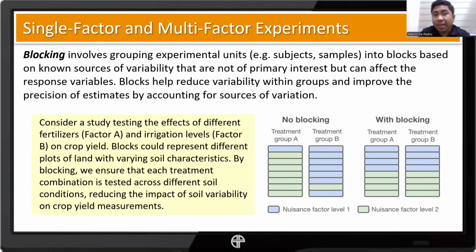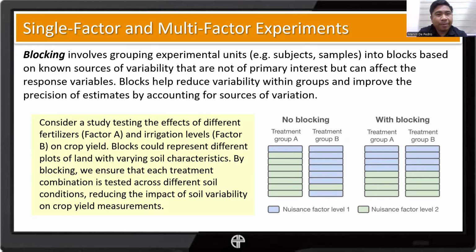And then we have the term blocking. Blocking involves grouping experimental units, subjects, samples into blocks based on known variables, sources of variability that are not of primary interest but can affect the response variables. Blocks help reduce variability within groups and improve the precision of estimates by accounting for sources of variation.